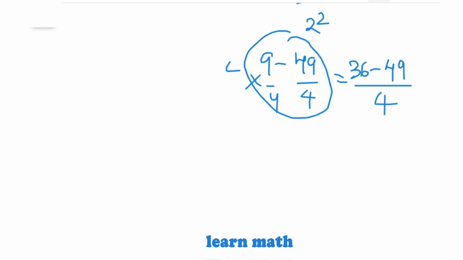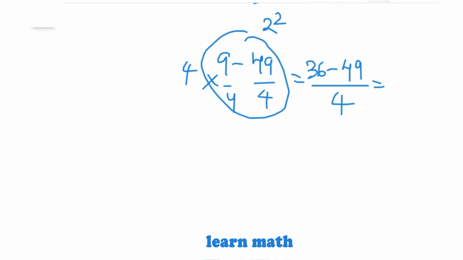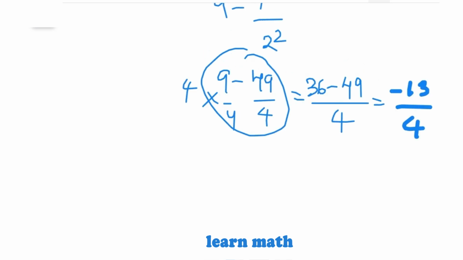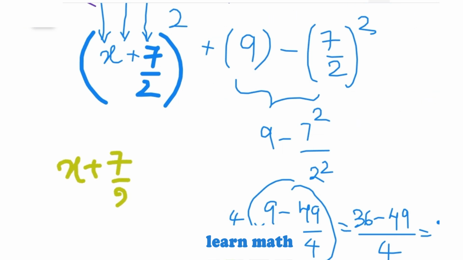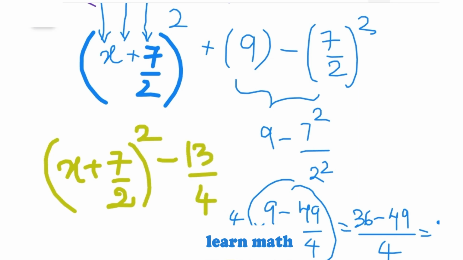We can use a calculator also; that is not an issue. So this entire thing was negative 13 upon 4. Just be a bit careful with the sign. So this becomes x plus 7 by 2 whole squared minus 13 upon 4.